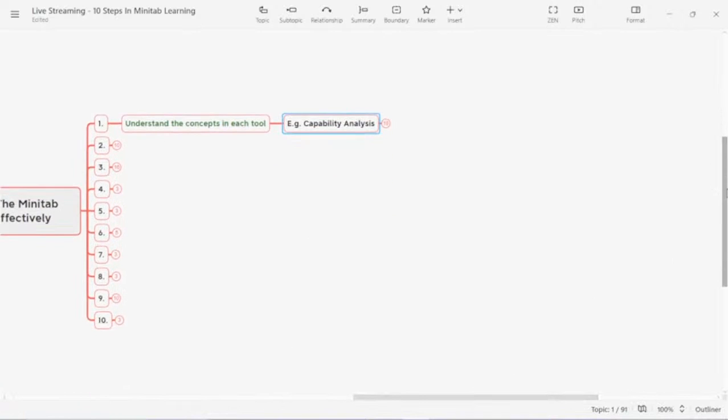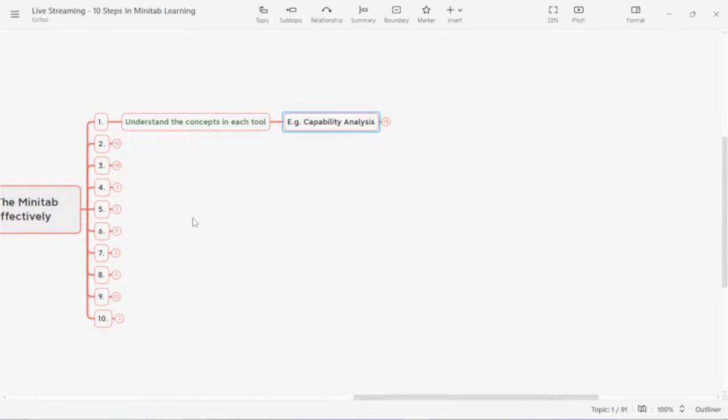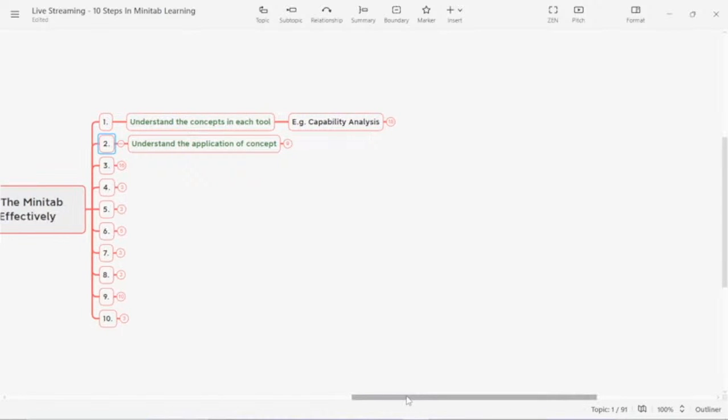Now, when we are discussing the effective learning of Minitab, the second step is to understand the application of the concept. What is the difference between understanding the concept and understanding the application? Understanding of the concepts is a very basic part of it, because we are going to learn each and every term in it. But when we are talking about the application part, let's take an example of measurement system analysis. Once we learn measurement system analysis, there are different tools and techniques available, and we must know the application of each technique.